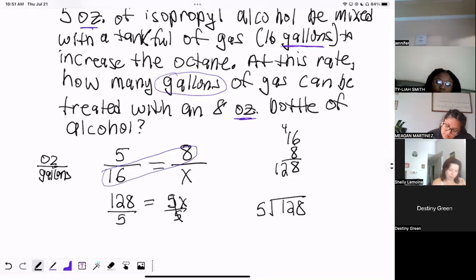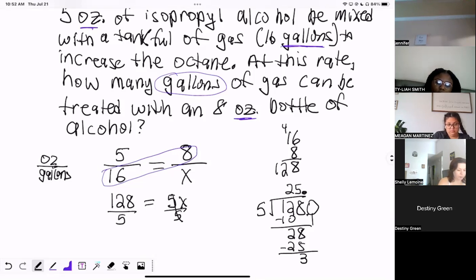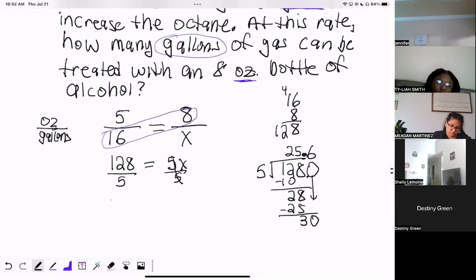Let's see. How many 5s go in 12? 2. That's 10. 28. How many 5s go into 28? That'd be 5, because that's 25. That means I have 3 left. Here's my decimal. I'm going to bring down my 0, because I think I'm at the end now. How many 5s in the 30? 6. So my x is going to be 25.6. And always end a word problem with words.